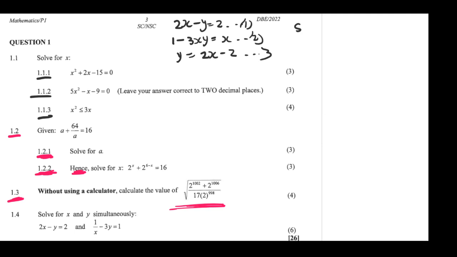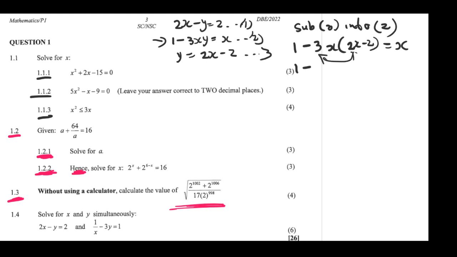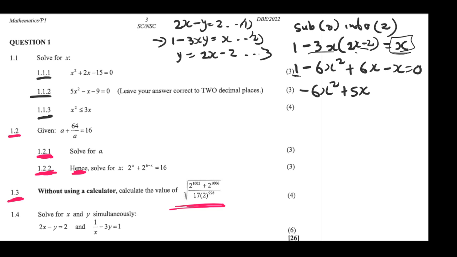You're going to substitute equation 3 into the equation that you haven't used to create equation 3. You can say equation 2, right? So it's 1 minus 3x, where there's y, you put 2x minus 2, and then it's equal to x, right? So these two here, we should get 6x squared, and then this and this, you get plus 6x, and then I transpose this x to the other side. I have minus x equals to 0, and then minus 6x squared plus 5x, and then plus 1 equals to 0.